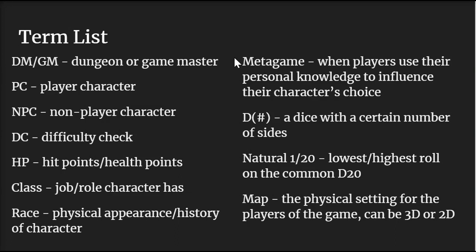A D, and then a number, is a dice with a certain number of sides. For example, a D8 is an 8-sided die, a D6 is a 6-sided die, and a D20 is a 20-sided die. Natural 1 or natural 20 is the lowest or highest roll on the common D20, which normally determines the outcome of a task. The map is the physical setting for the players of the game. It can be 2-dimensional or 3-dimensional, and it shows players where their characters are in the location of the fantasy world.